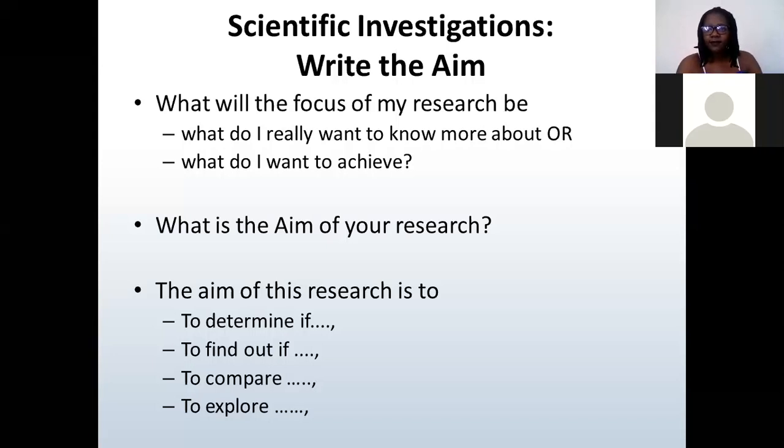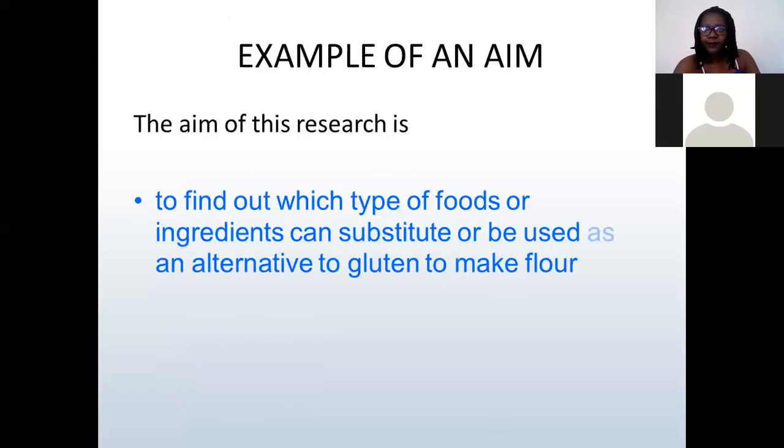If we look at the example of the aim for this particular research, remember scientific food again: to find out which type of food or ingredients can substitute or be used as an alternative to gluten to make flour. I use the example to start my aim with "to find out", just to guide, this is how I will go forward with this idea. Now, after I'm done with my aim, I can move towards my research question.